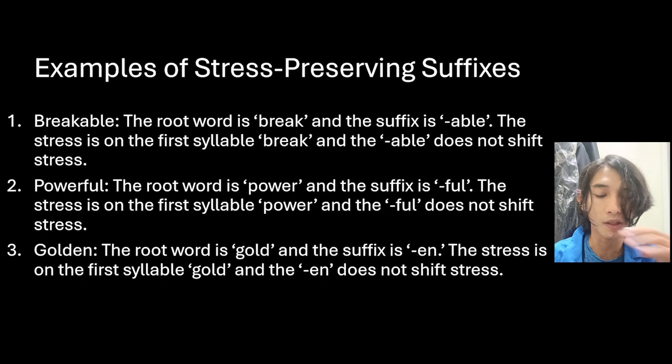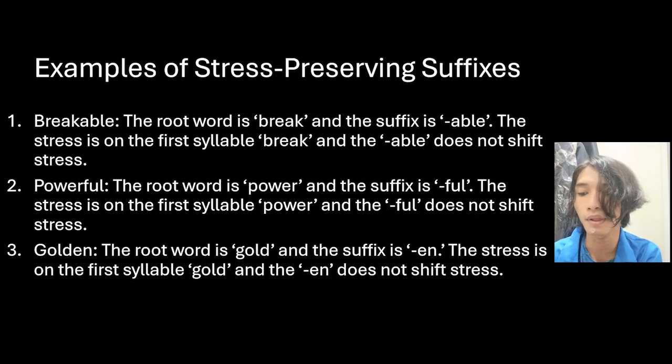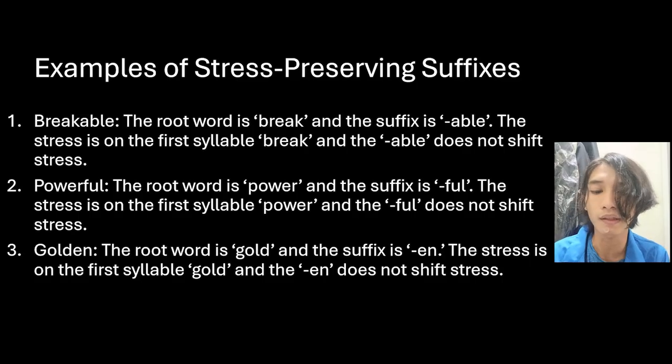These are three examples of stress-preserving suffixes. The first is breakable. The root is break. The suffix is able. The stress is on the first syllable break and the able does not shift stress. The second is powerful. The root word is power and the suffix is full. The stress is on the first syllable power and the full does not shift stress.